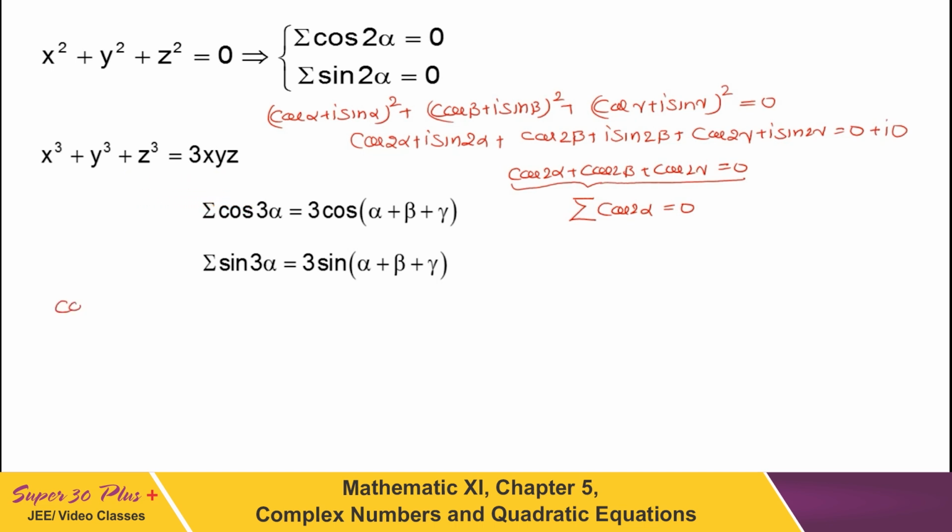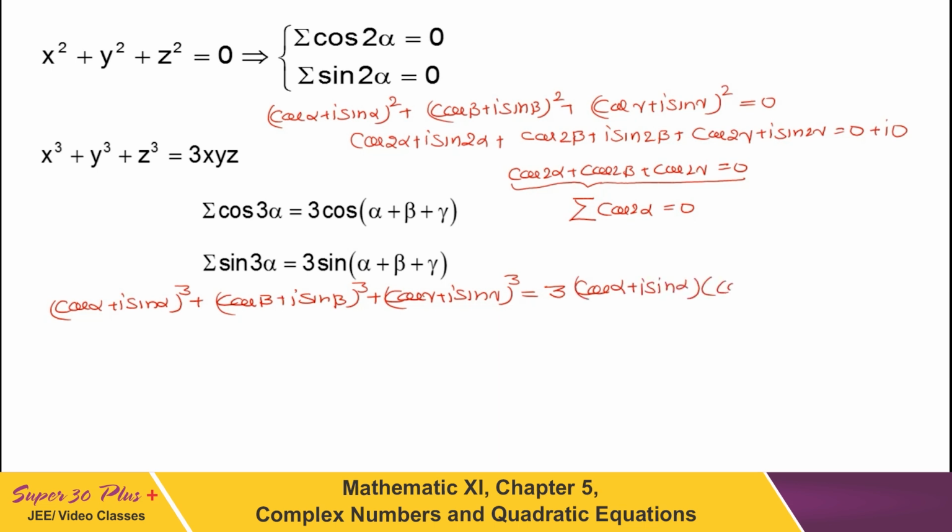If x is equal to cos alpha plus iota sin alpha, and y is equal to cos beta plus iota sin beta, and z is equal to cos gamma plus iota sin gamma, and it is equal to thrice of xyz, meaning cos alpha plus iota sin alpha, then cos beta plus iota sin beta, and cos gamma plus iota sin gamma.